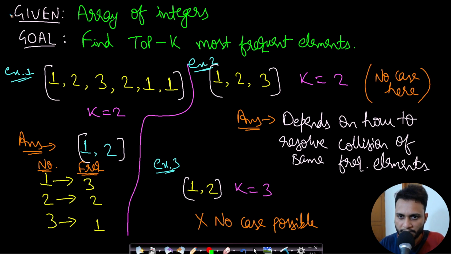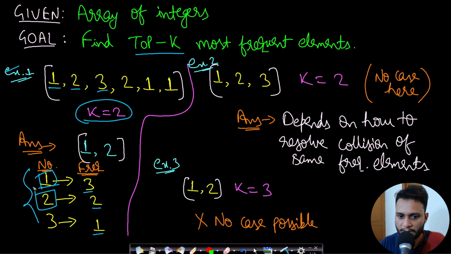In this case, we are given an array of integers, and our goal is to find the top k most frequent elements. So let's take an example. There are 6 elements. 1 has been repeated 3 times, 2 has been repeated 2 times, and 3 has been repeated 1 time. If we order it and find the top k most frequent elements, you will see that 1 is the most frequent element and the second most frequent element is 2. We need only the top 2 most frequent elements, so we will store 1, 2 and return it as an array. This will be our answer.